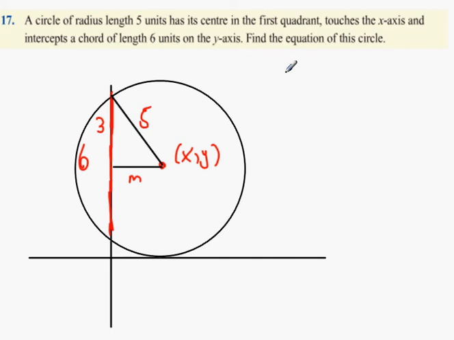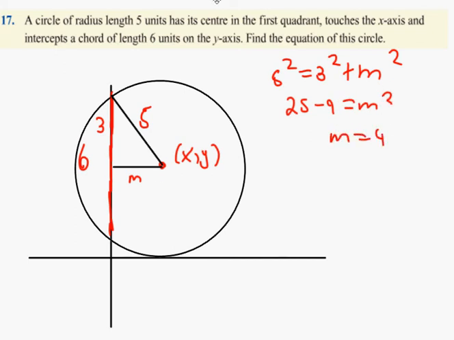So 5 squared equals 3 squared plus m squared. You're already on about 8 out of 15 now, without even doing much. So 25 minus 9 equals m squared, m equals 4. So what you found out is that this distance here is 4. You've exhausted your information of 6.